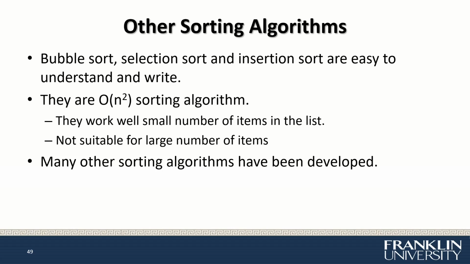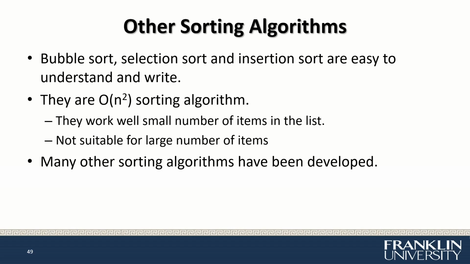You saw the function, and the bubble sort is only 4 lines of code. Insertion sort is like only 5-6 lines of code. They are very simple to write, but they are not that efficient. All of them are quadratic sorting algorithms. They work well with a small number of items in the list, but they are not suitable for a large number of items. Many other sorting algorithms have been developed.